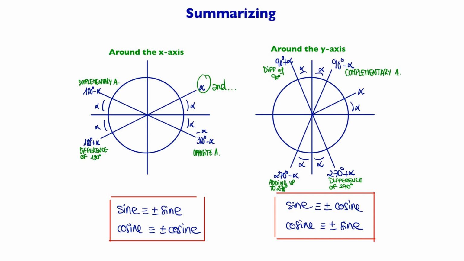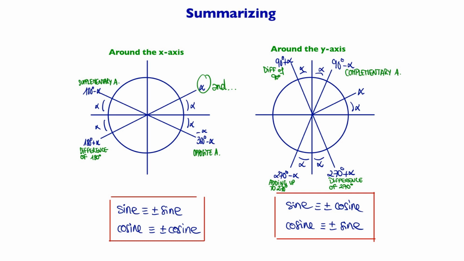Today we are going to do a summarizing of all we know, and we need to remember that we were working with two methods to obtain the trigonometric ratios of an angle which belongs to the second quadrant, third or fourth quadrant. We had two methods, around the x-axis and around the y-axis, and these are all the possibilities we have.